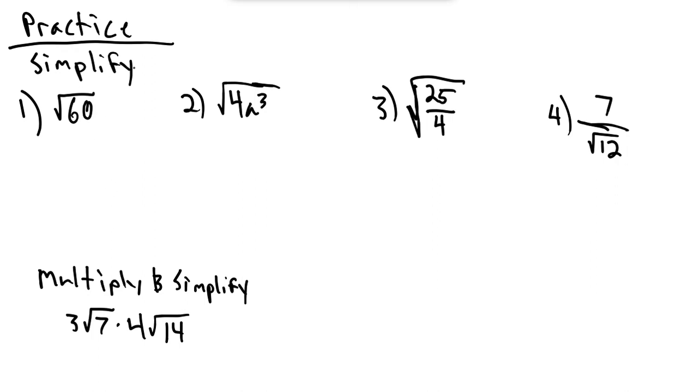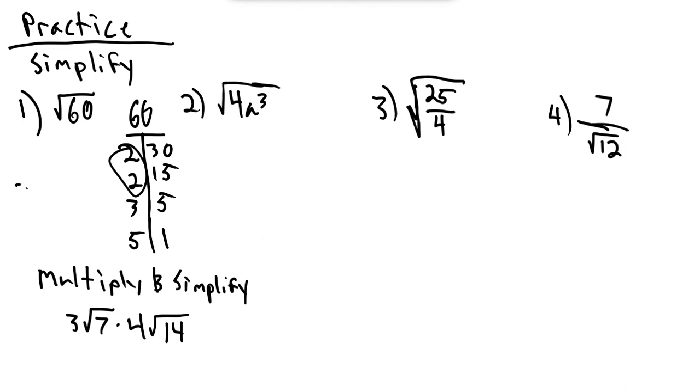All right, starting with problem 1. We have the square root of 60. Let's put 60 on our t-chart. What can we pull out? Well, we pulled a 2 to get this to 30, a 2 to get this to 15, 3 to get this to 5, and a 5 to get this to 1. So we have 2 2's. Those are going to go on the outside. And what's left over? 3 times 5. So our answer for this is 2 square root 15.